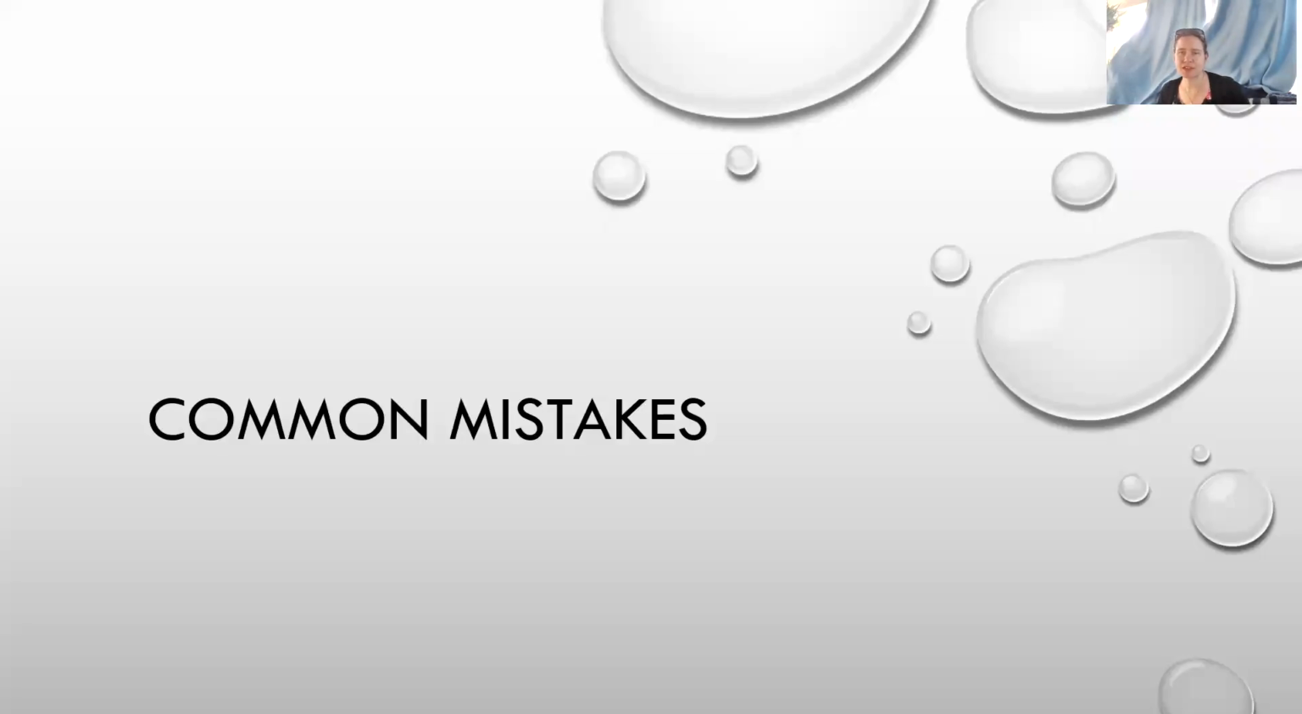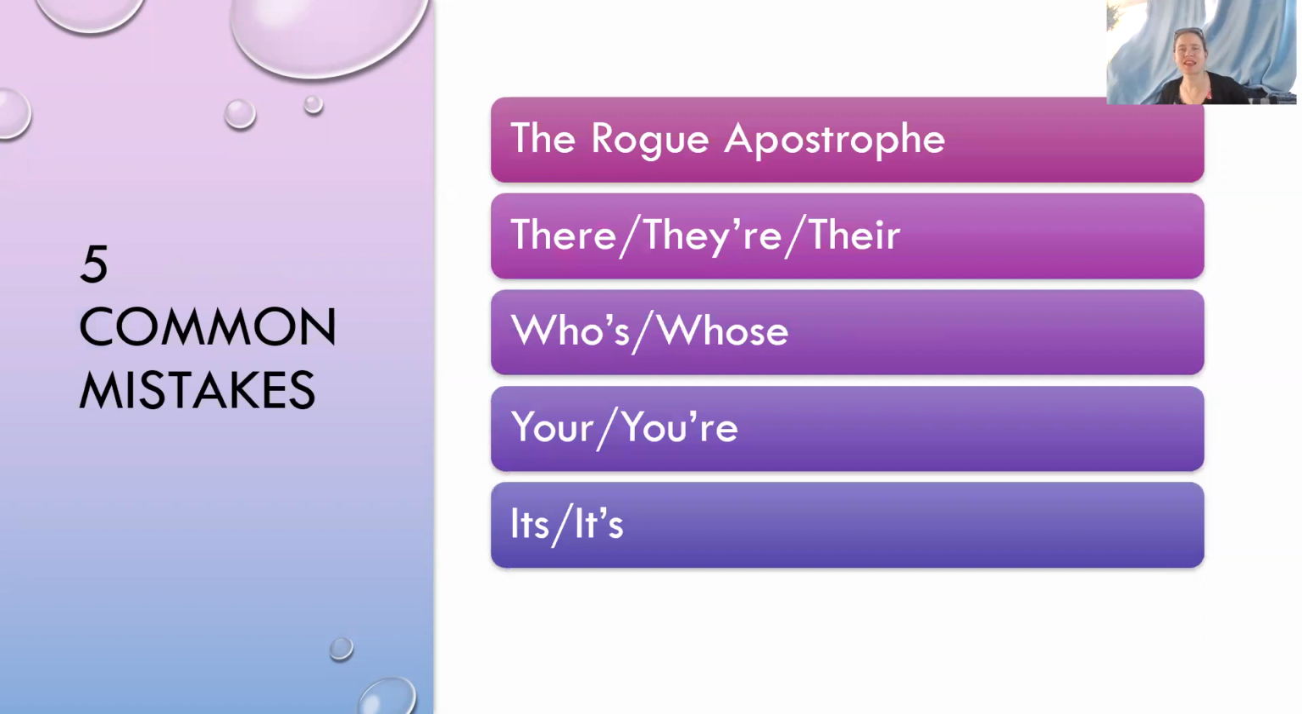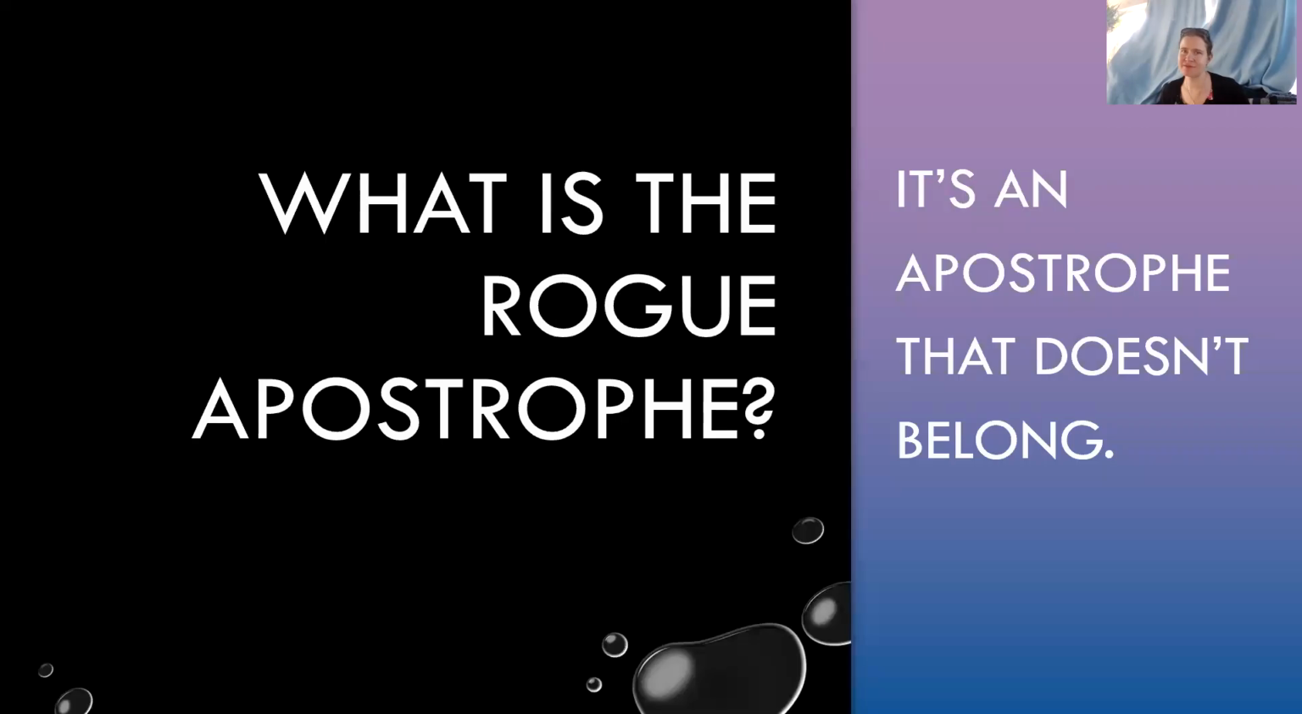While the concept appears to be fairly easy, you would be surprised how many different ways people use the apostrophe. The next several slides are going to go over some of these mistakes, including some you might have seen floating around on the internet and social media. The 5 most common mistakes are the rogue apostrophe, there, whose versus whose, your and your, its and its. Let's take a little bit closer look at each of these.